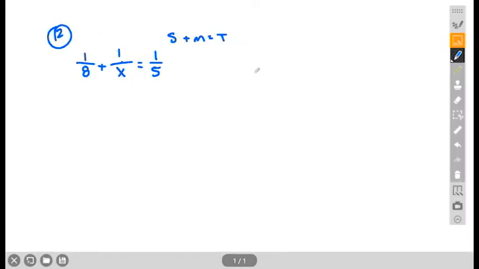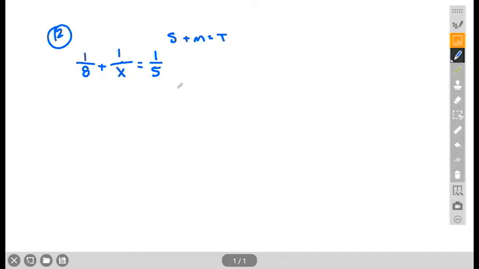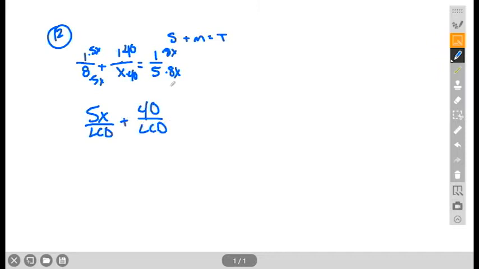Okay, so I'll start with my LCD. My LCD here is going to be 40x. So I'll multiply this one by 5x, I'll multiply this one by 40, and I'll multiply this one by 8x. So I got 5x over the LCD of 40x plus 40 over the LCD of 40x is equal to 8x over the LCD of 40x. And then I don't need the LCD: 5x plus 40 is equal to 8x.